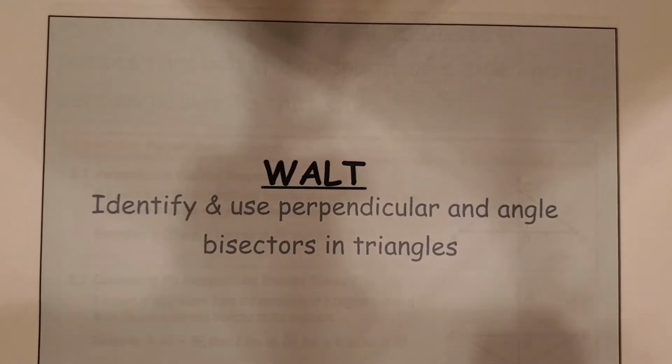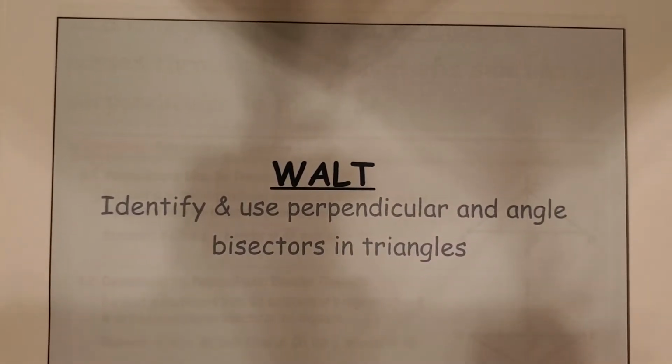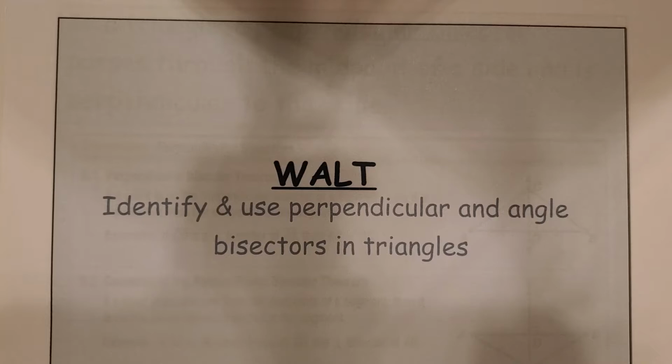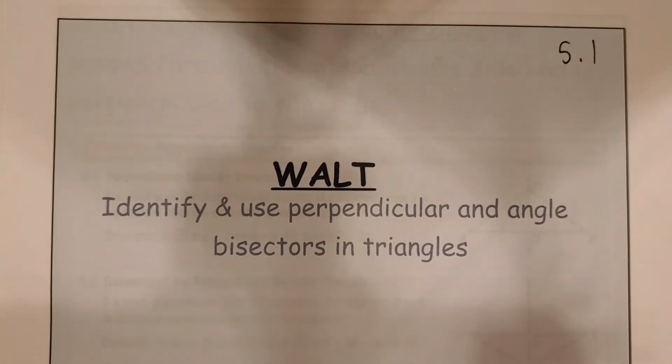We finished transformations before spring break, so we're starting a brand new topic, a brand new chapter. We're talking about perpendicular and angle bisectors, which we talked a little bit about up to this point, but now we're talking about them in regards to triangles and the sides of triangles. If anybody still looks in the textbook for extra resources, we're talking about section 5.1.